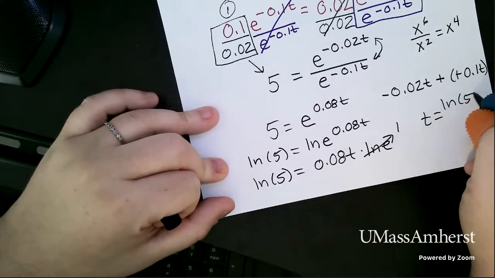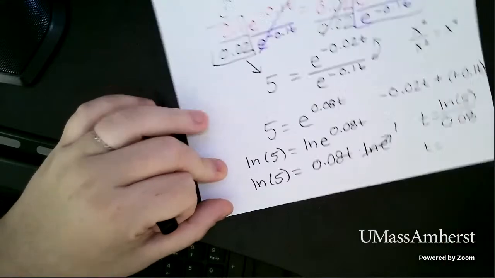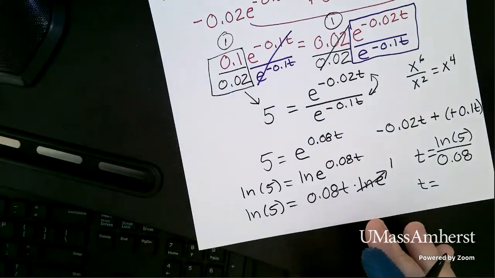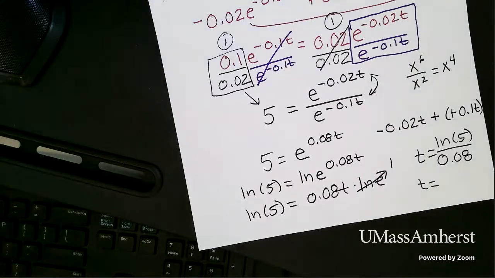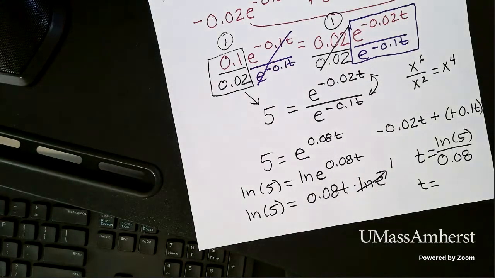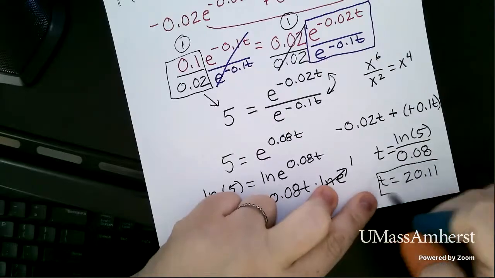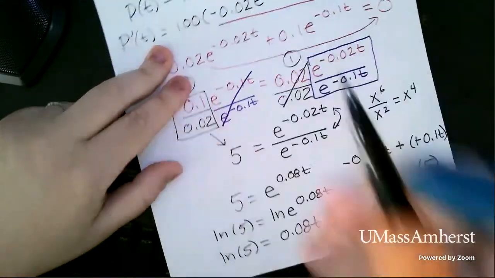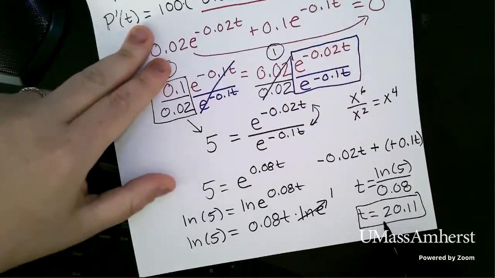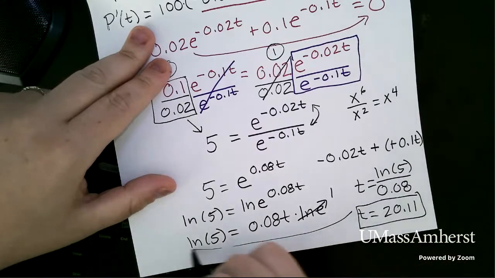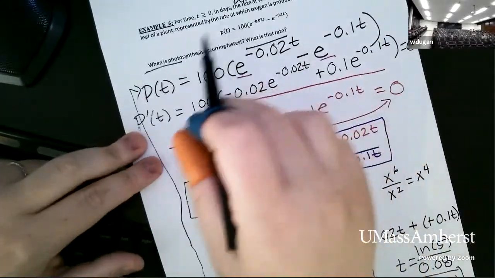So we have the natural log of 5 divided by 0.08. If you turn that into a number, where did I write it down? I believe it's 20 points something. I wrote it down somewhere. 20.11. Okay. So you turn that into a decimal, and that answers the question when. In order to answer the question what, you need to take this 20.11 and you need to plug it all the way back into the original function to get the corresponding rate.